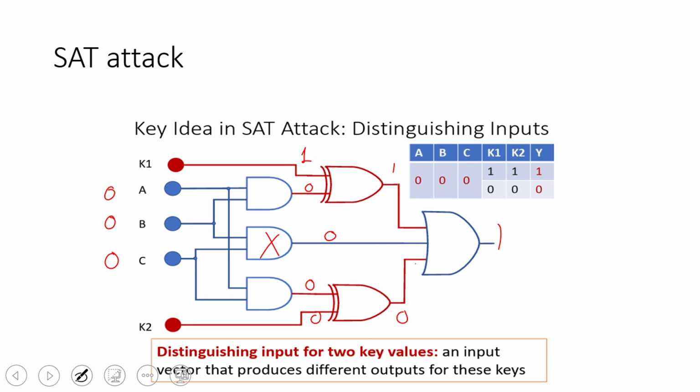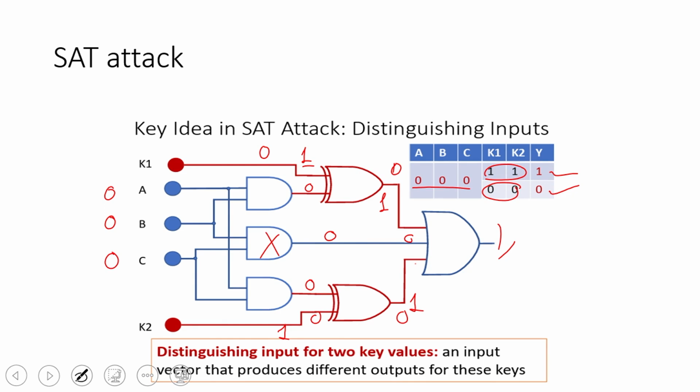For example, if I give K1 equal to 0, this will be 0. If I give K2 equal to 0, this will be 0 and all are 0, so the output will be 0. If I give K1 equal to 1 and K2 equal to 1, both will be 1 and the output will be 1. You got the idea? For the same input, for two different values of the key, my output is different. But in a circuit, if you give 0 0 0, the output is only one of them. It cannot be both, right?